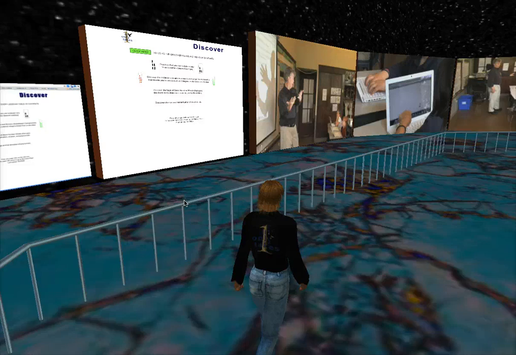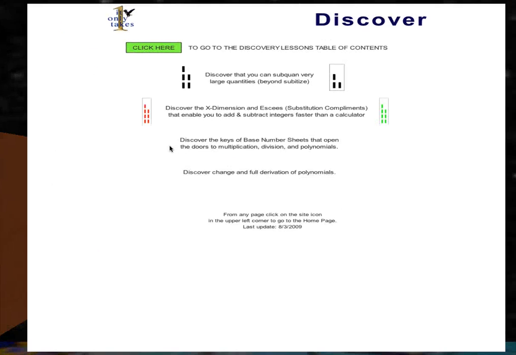Okay, the first stop is the web page of itonlytakesone.org. Here there's a flash program to help you understand what subquanting is and that you can instantly recognize large quantities of numbers. It's very exciting. Please click at itonlytakesone.org, and that is the symbol 1.